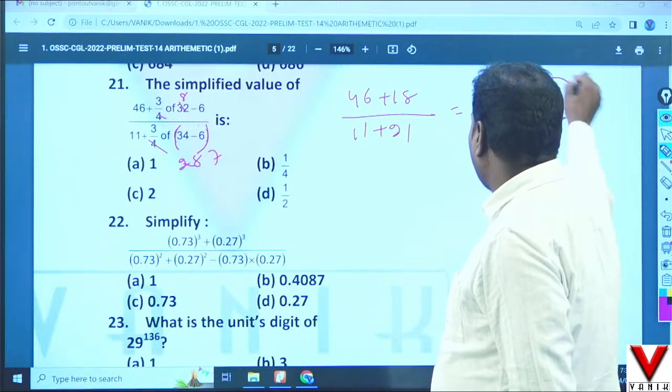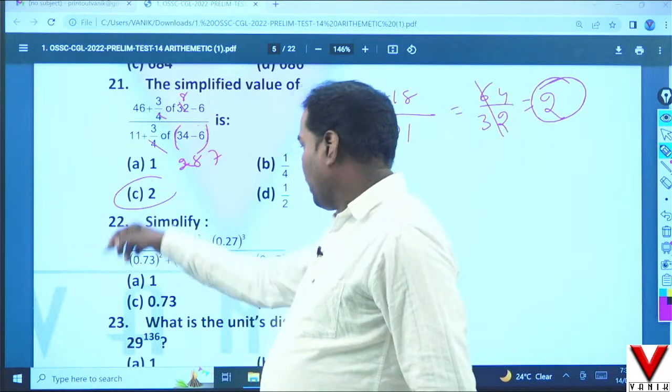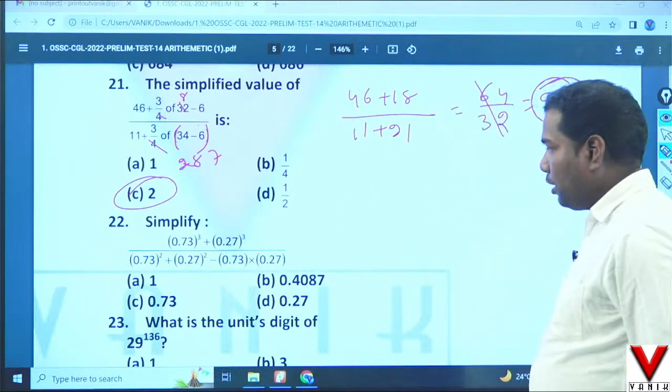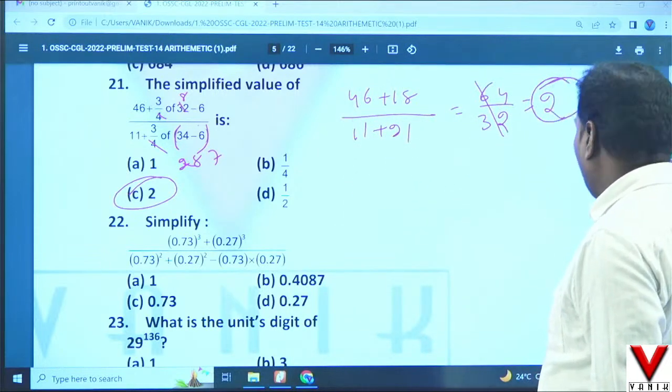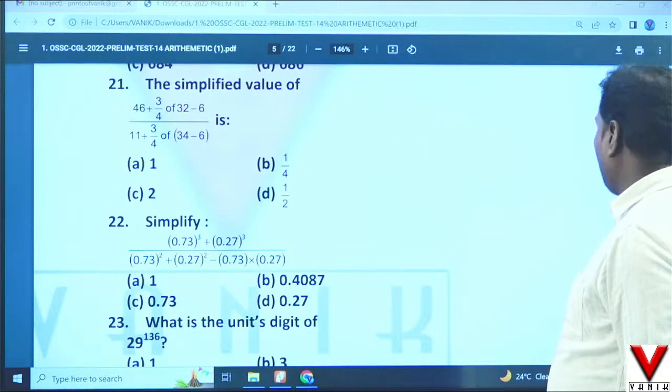2. Option C is our correct answer. Come to the next number, question number 22.